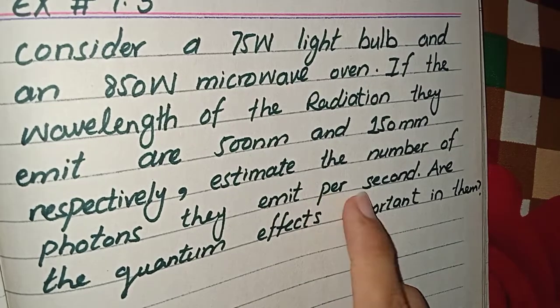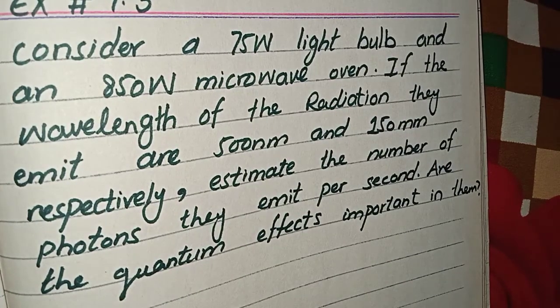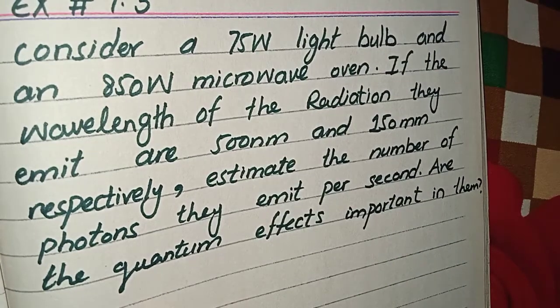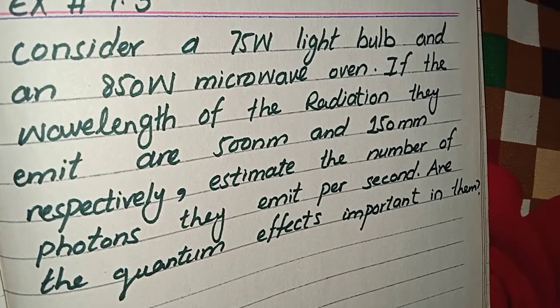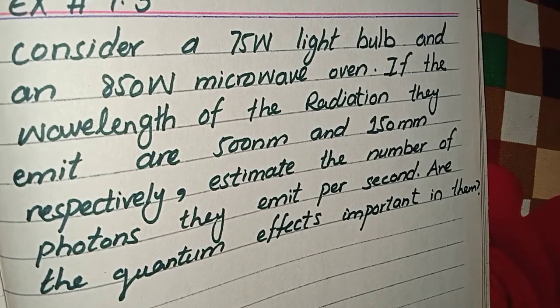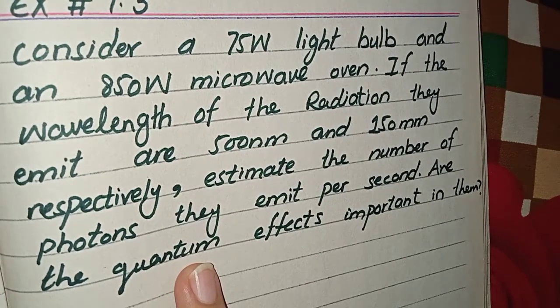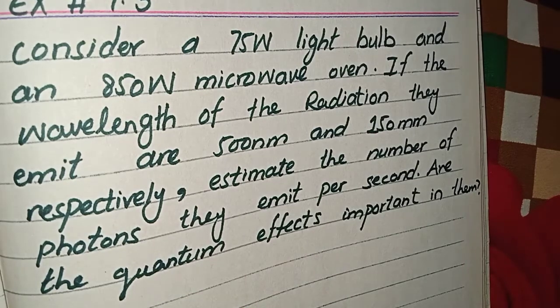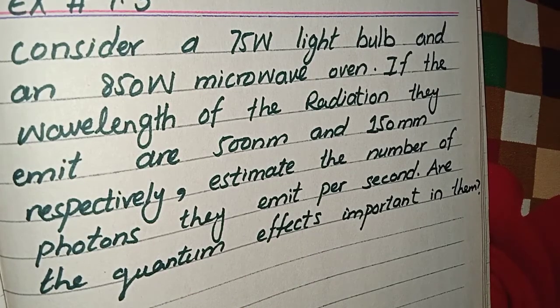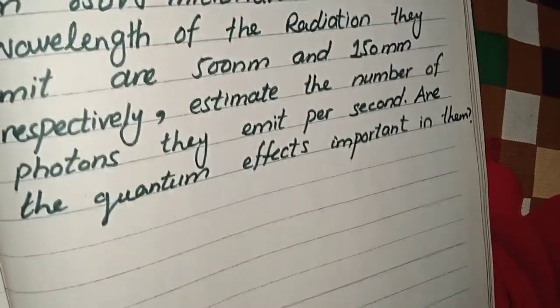The time given is 1 second, and after we get our results, we have to discuss the quantum effects for both these sources, and tell on the basis of the given answers whether the quantum effects are important or not in these two cases. Okay, I will start from finding the number of photons for the light bulb, and then I will do it for the microwave oven. So let's start.